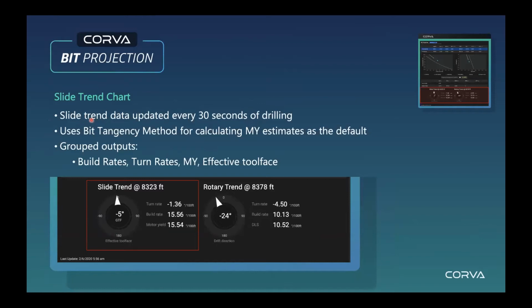Fairly similar information here on the slide trend chart. We show the depth, build rate, turn rate. We calculate motor yield. We'll go into more details on that in a minute. And then we also calculate an effective tool face. This is the value that we're using to make our projections. Basically, this is the direction we're projecting.